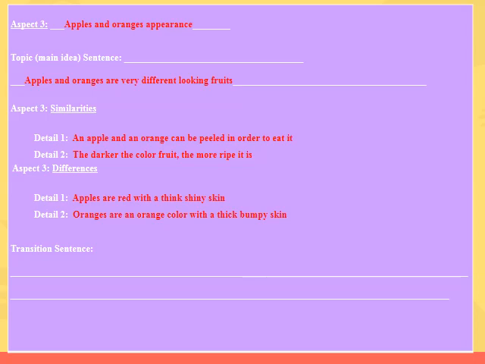So an apple and an orange can be peeled in order to eat it. That's how they're similar. You can peel an apple, you can peel an orange. And the darker the color that the fruit is, the more ripe it is. So the darker the orange is, probably a little bit sweeter and ripe, as well as the apples. Now the differences are apples have a red skin and it's thinner than an orange and shinier. Oranges, on the other hand, are orange in color with a thick, bumpy skin. So that's how they're different.